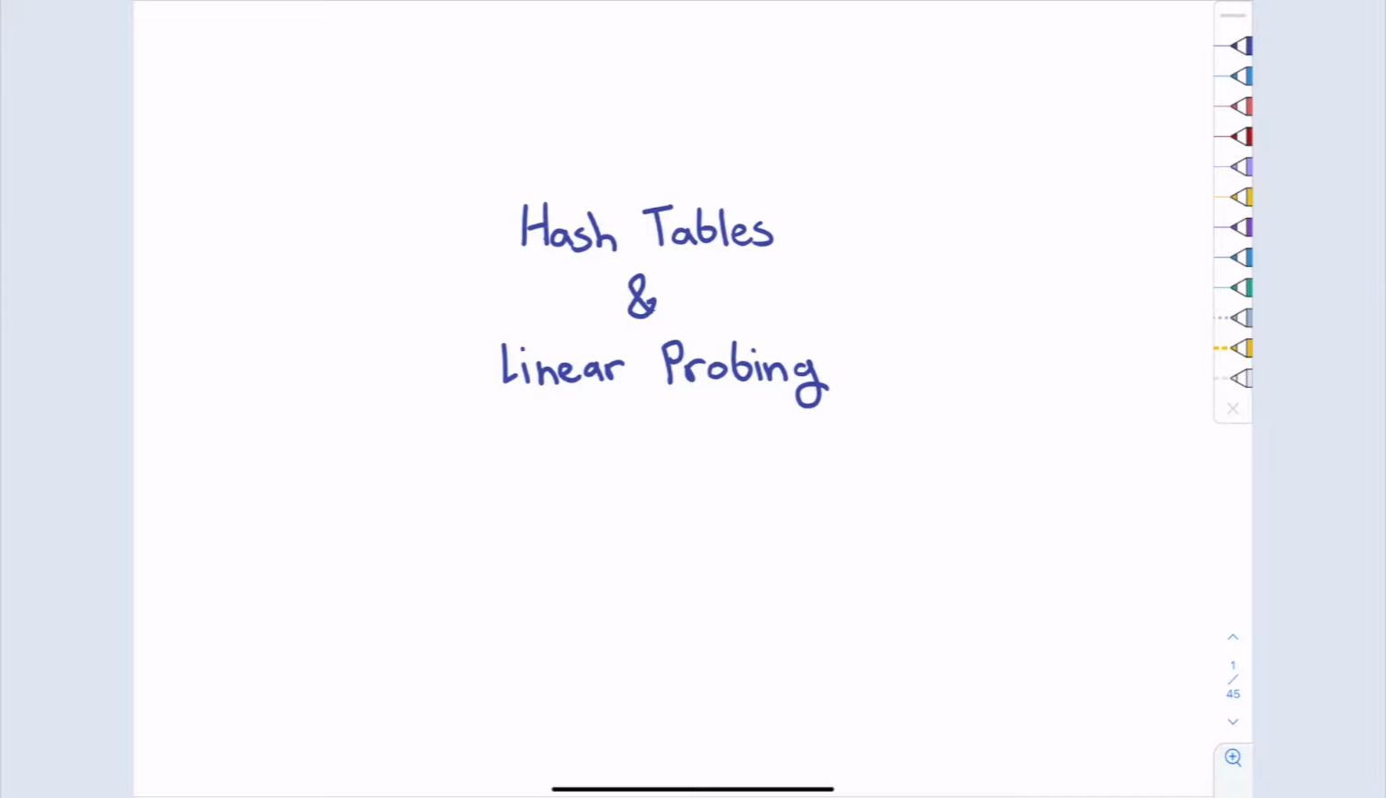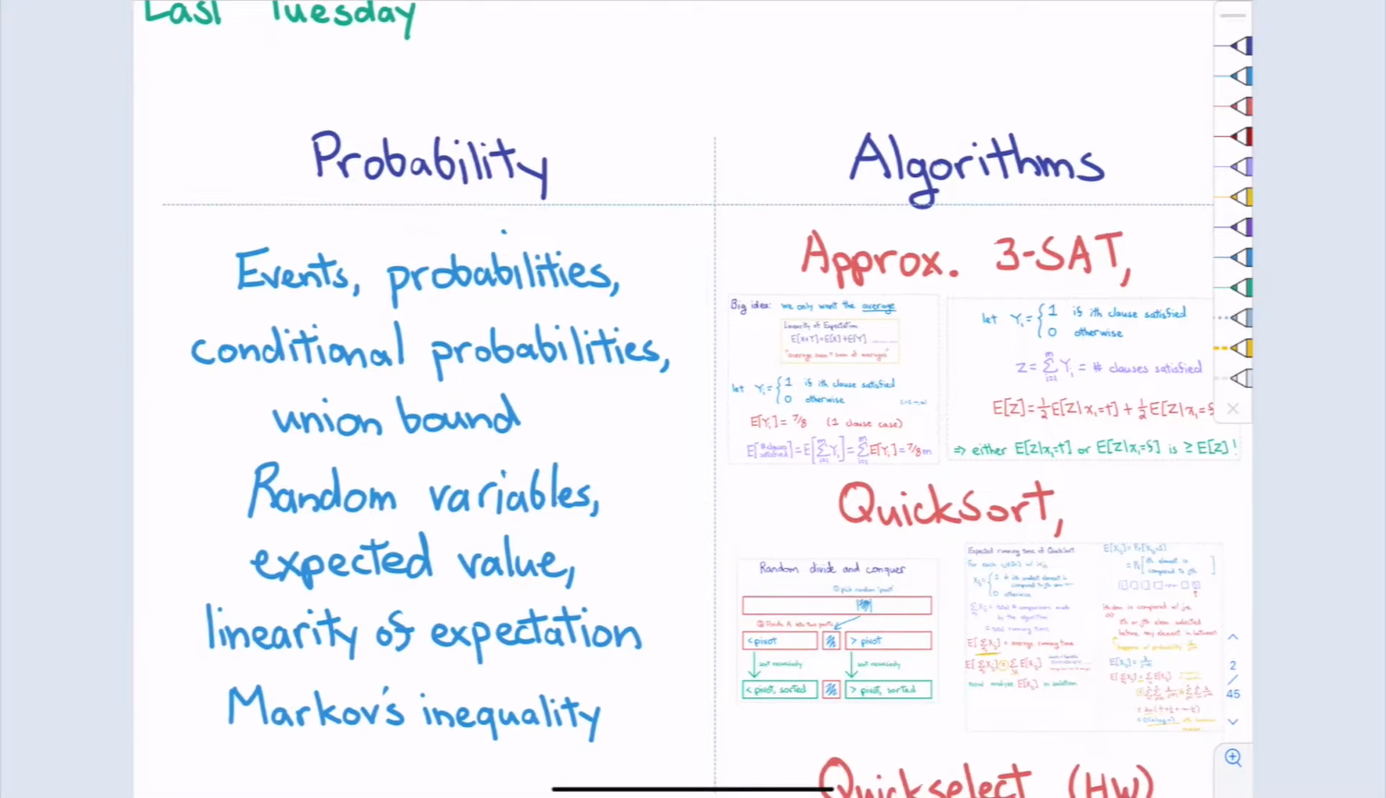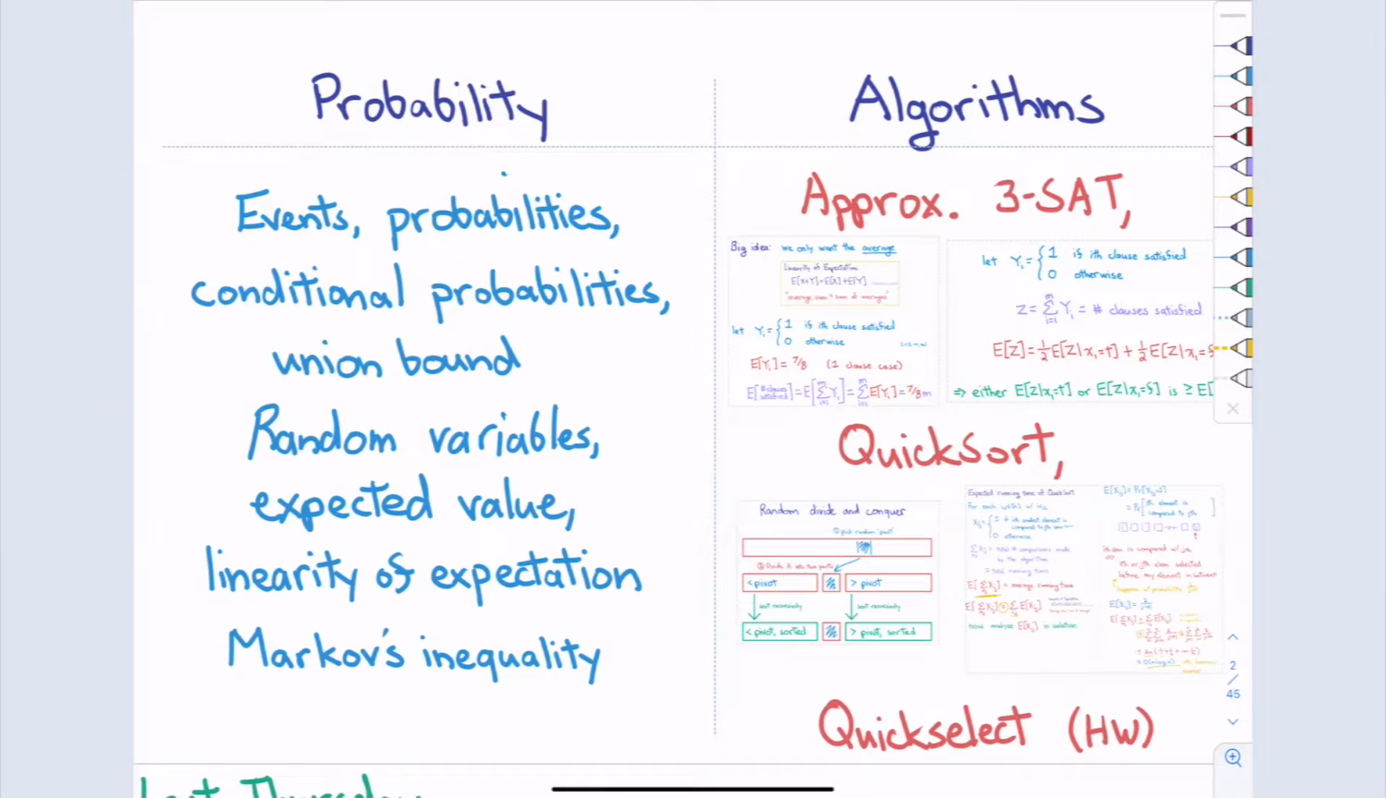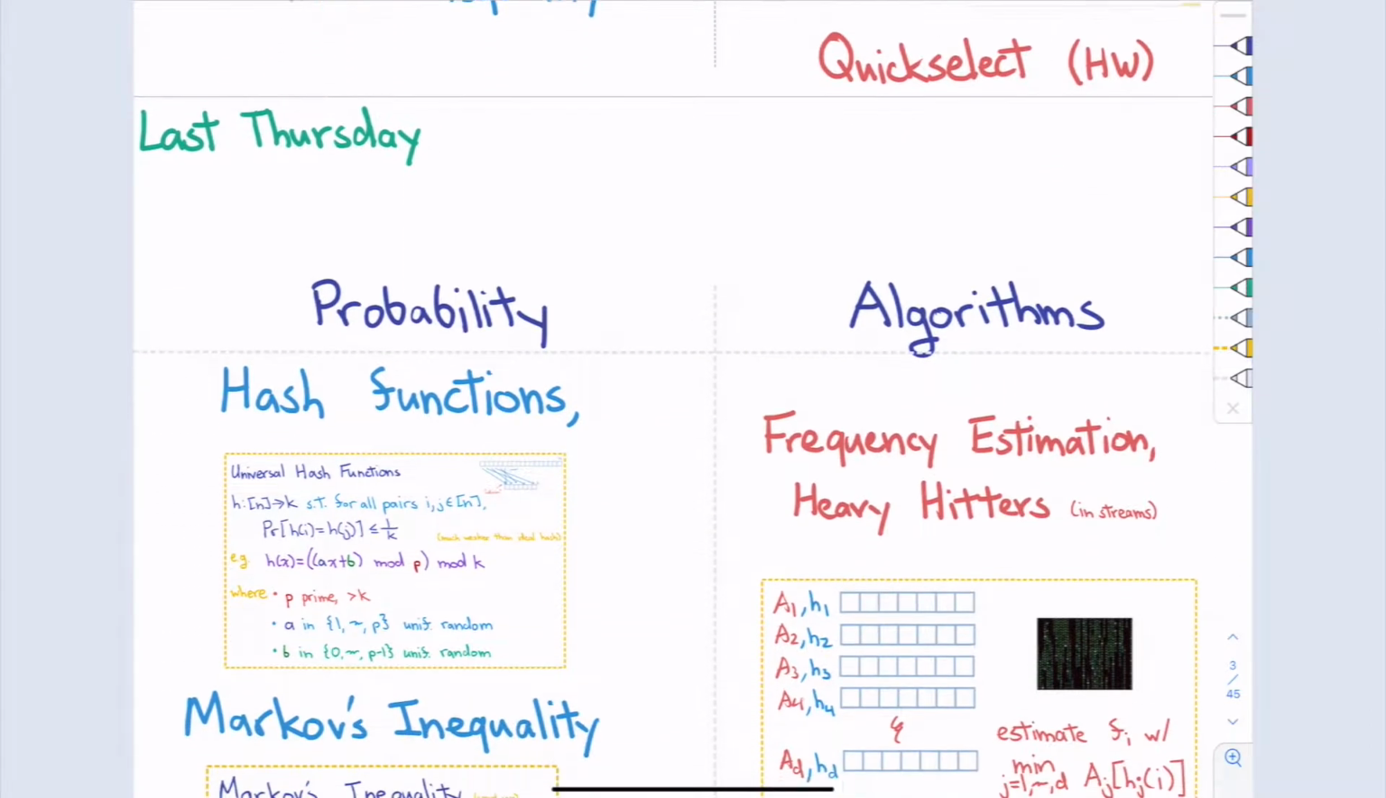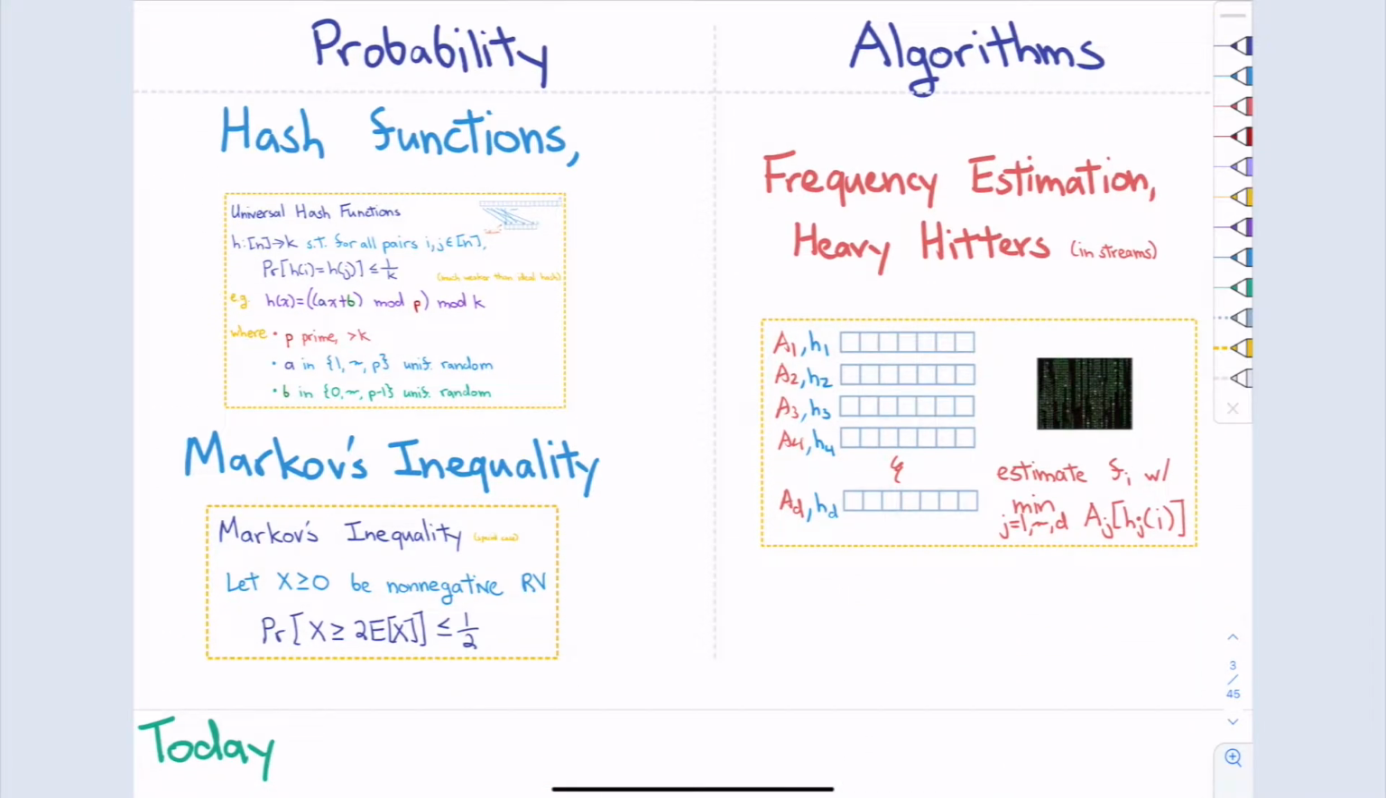Back to the lecture. Okay, hash tables and linear probing. So let me just remind us what we've been doing up to this point. Our first, introductory lecture, we analyzed randomized quicksort. And really the theme of the day was linearity of expectation. Last Thursday, we did frequency estimation and we did heavy hitters.